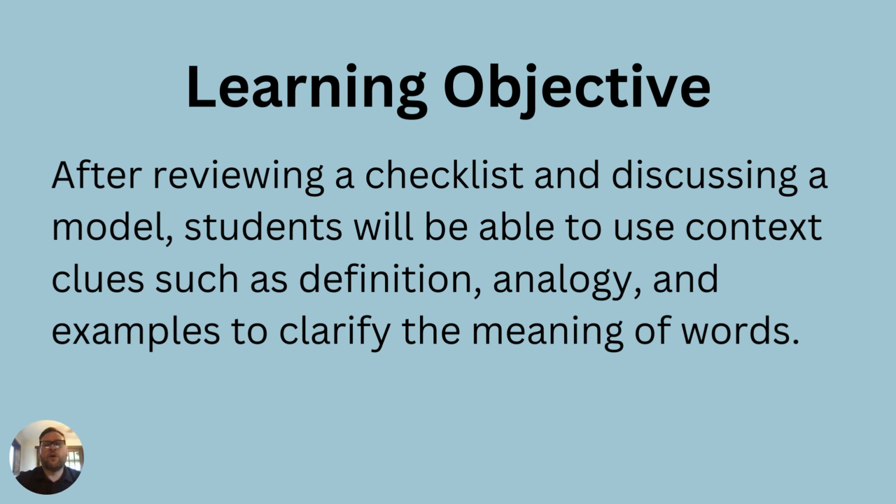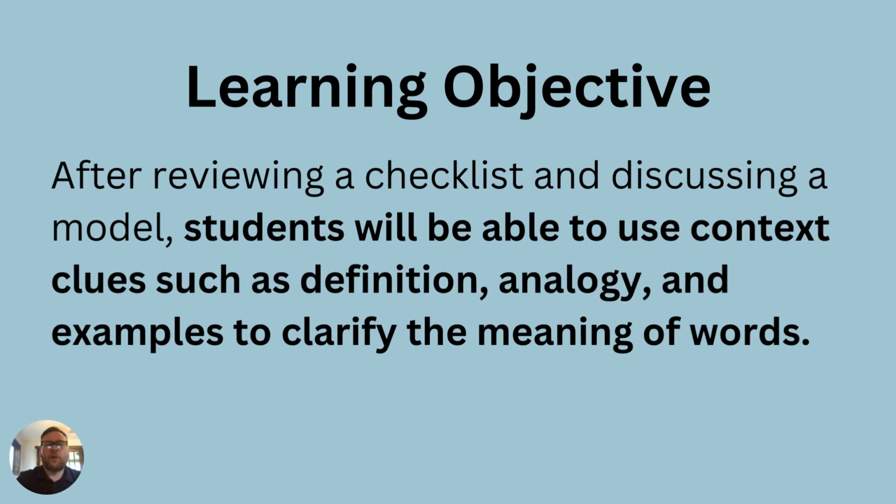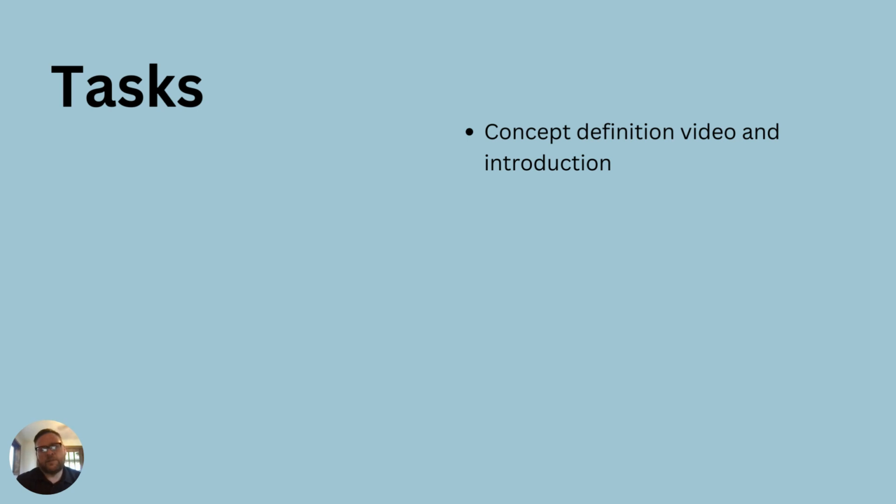And now let's go over our learning objective and tasks for this skill lesson. Our objective is to be able to use context clues such as definition, analogy, and examples to clarify the meaning of words. And here are your tasks. If you haven't already, watch the cheesy concept definition video on tab 1. Yes, I know it's cringe, but it does a pretty good job of modeling using context clues. And then review the introduction beneath the video.